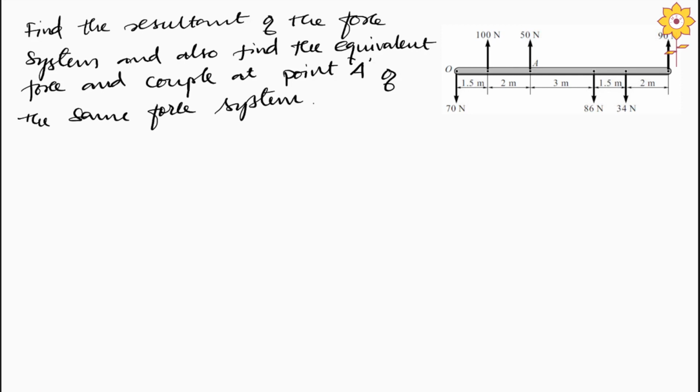In this video, we will see another problem on parallel force system. So, here we have a problem: find the resultant of the force system and also find the equivalent force and couple at point A. So, we have to find out the resultant, or else the equivalent force and a couple at point A of the same force system. On the right hand side we have given the diagram.